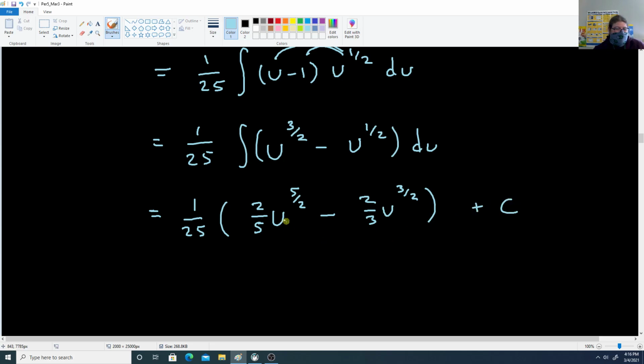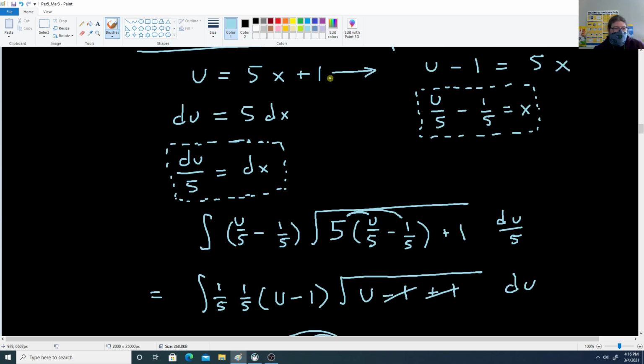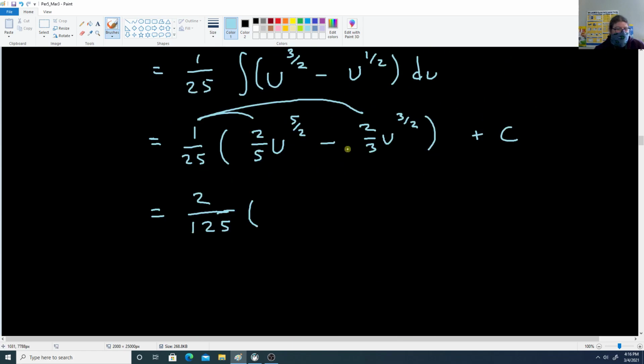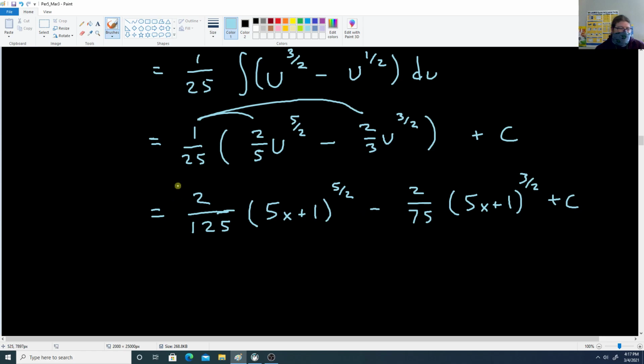The final thing is I need to replace the u's with what u actually equaled. u is 5x plus 1. So I'm going to distribute the 1/25. So I get 2 over 125. I already forgot what u was. u is 5x plus 1. So I replace the u with 5x plus 1, to the 5 halves power. Then we get 1/25 times 2/3. That's minus, let's see, 2 over 25 times 3 is 75. Replace u with 5x plus 1 to the 3 halves power plus c.